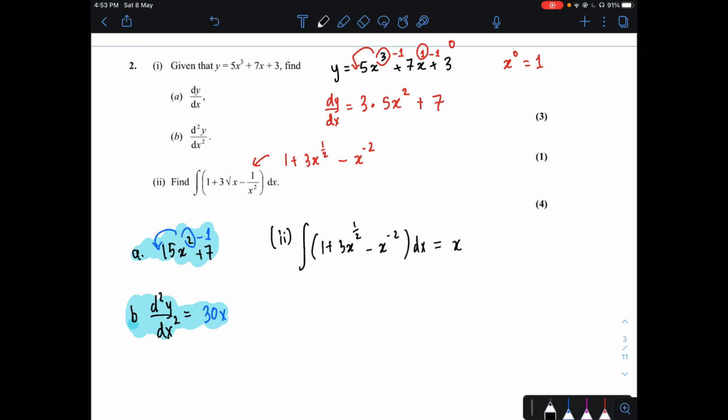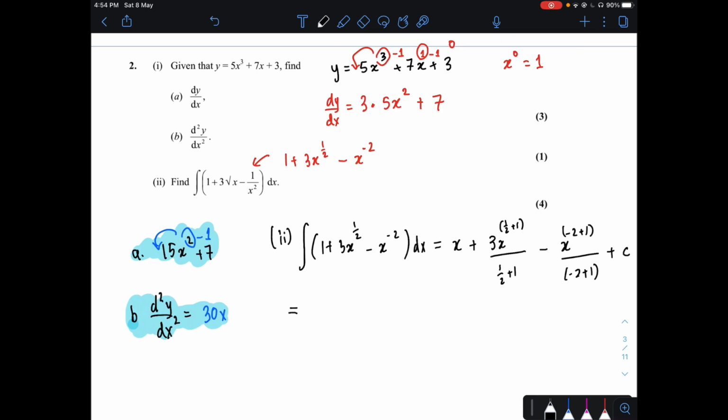Now the next one is a bit different. It's 3x to the power of half plus 1. We add 1 to the power and we divide by the same expression, half plus 1. Same thing again, minus x to the power of minus 2 plus 1, and we divide by minus 2 plus 1. And then obviously you also have to have plus c, or else you don't get the marks.